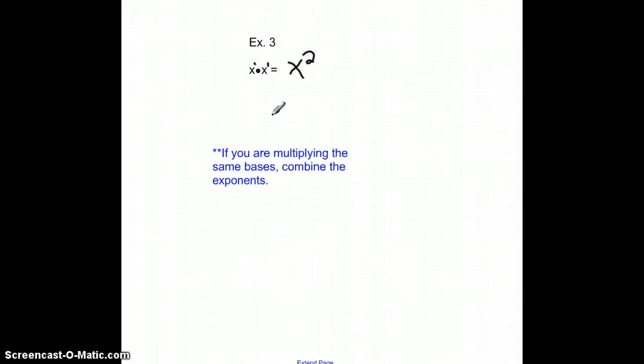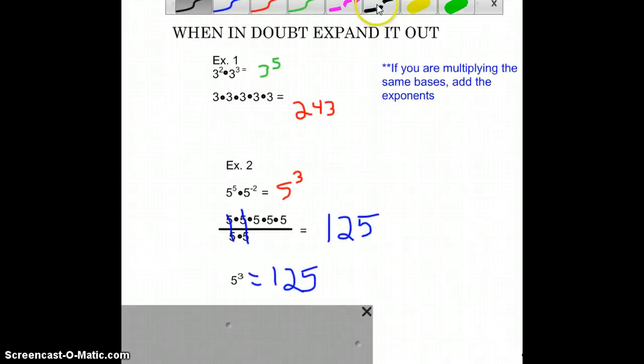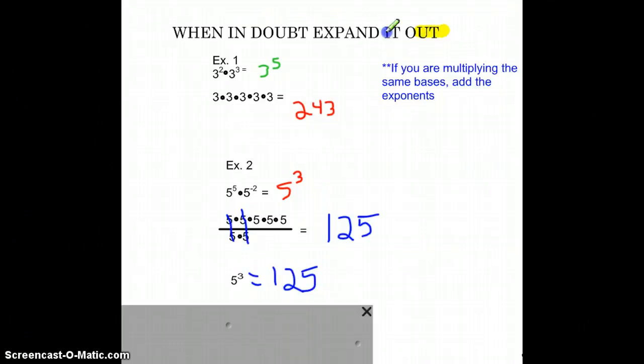There's a lot of little exponential rules that we're going to cover here. This is the first of the few we'll talk about. When you're dividing them, when you have an exponent raised to another exponent, when you have fractional exponents, and we've already done some negative exponents. Again, the real big key is this right here: when in doubt, expand it out. It's especially helpful with this rule when you're multiplying the bases. A lot of times you get confused. Do I add the exponents? Do I multiply the exponents? When in doubt, expand it out.